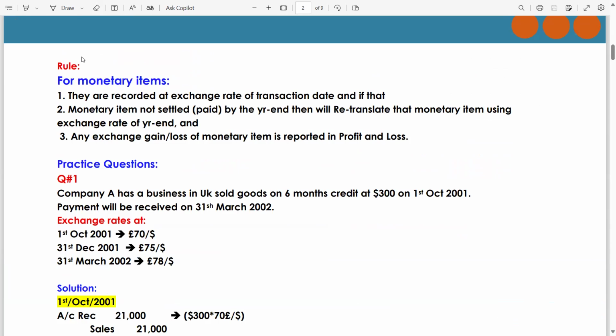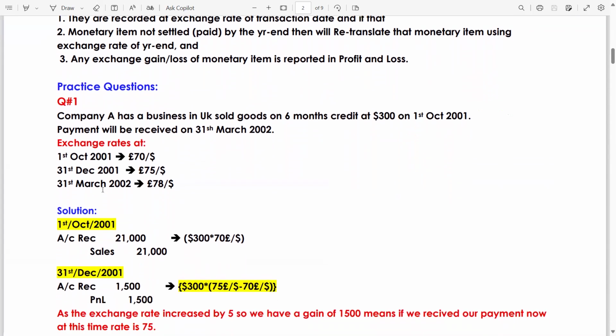Now, there are rules for the monetary items and non-monetary items. Let's read the rules for the monetary items. Monetary items are recorded at the exchange rate of the transaction date. If that monetary item is not settled, meaning not paid or received by the year end, then we retranslate it using the exchange rate of year end, and any exchange gain or loss of the monetary item is reported in P&L. Let's solve the question, then you will get more clarification.